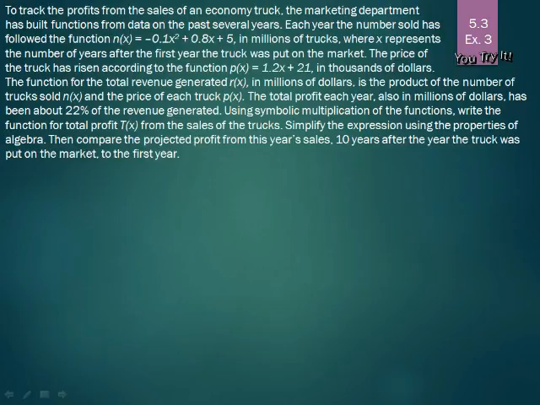The price of the truck has risen according to the function p of x equals 1 2/10 x plus 21 in thousands of dollars. The function for the total revenue generated r of x in millions of dollars is the product of the number of the trucks sold, n of x, and the price of each truck, p of x. The total profit each year, also in millions of dollars, has been about 22% of the revenue generated.